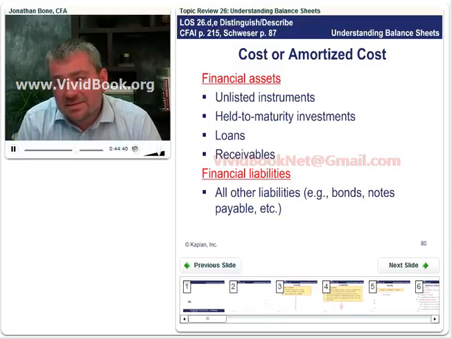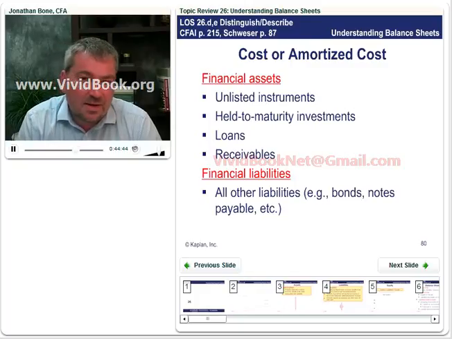Bank loans are typically reported at cost, and receivables, i.e. amounts owed by our customers, of course, are going to be at cost, what they owe us, net, of course, of any bad or doubtful debt provision. Financial liabilities, again, are typically at amortized cost.